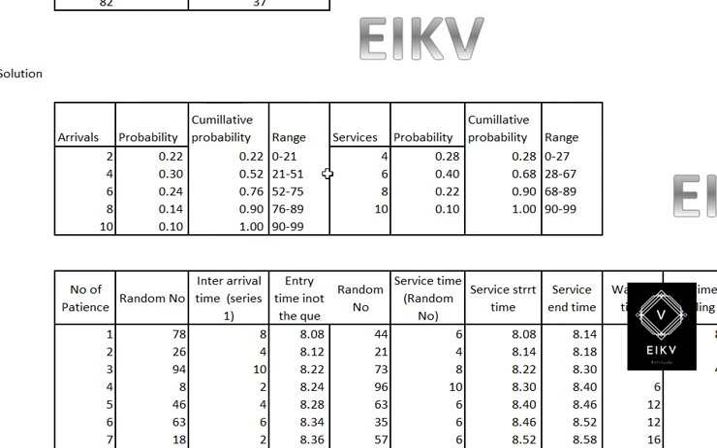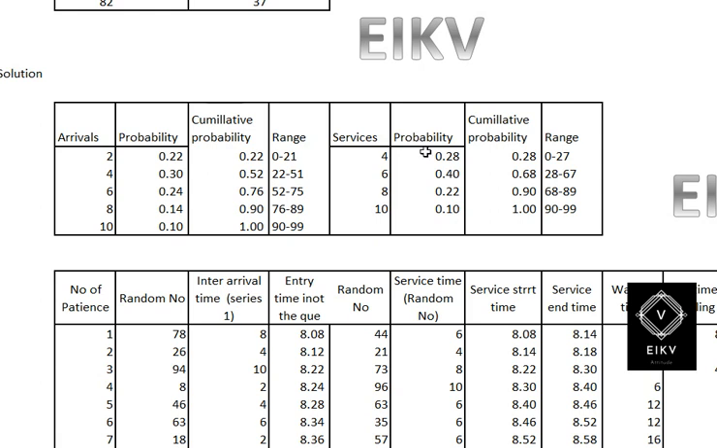In the same way, for the next one, the cumulative probability is 52, therefore 52 minus 1 is 51. So the range starts from 22 to 51. Sorry guys, this is 22. To 51, and then we have 52 to 75, 76 to 89, 90 to 99.